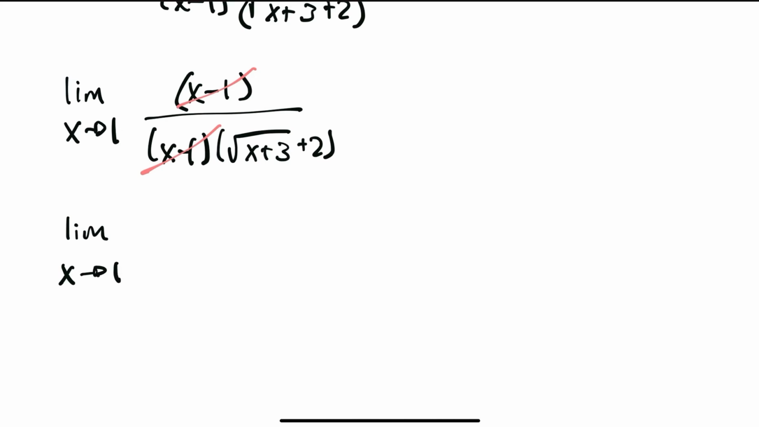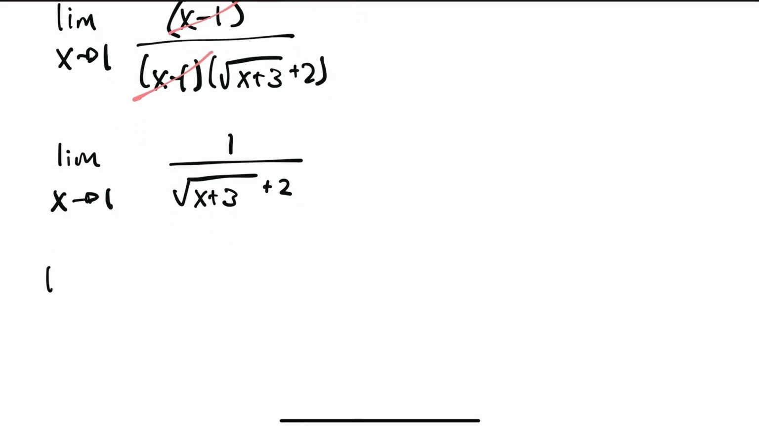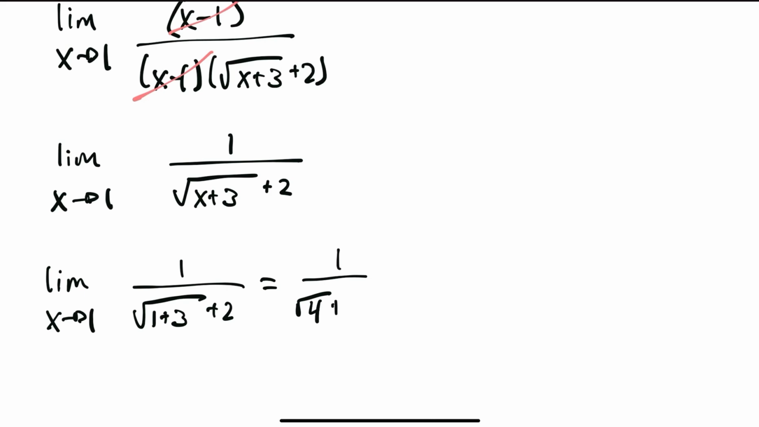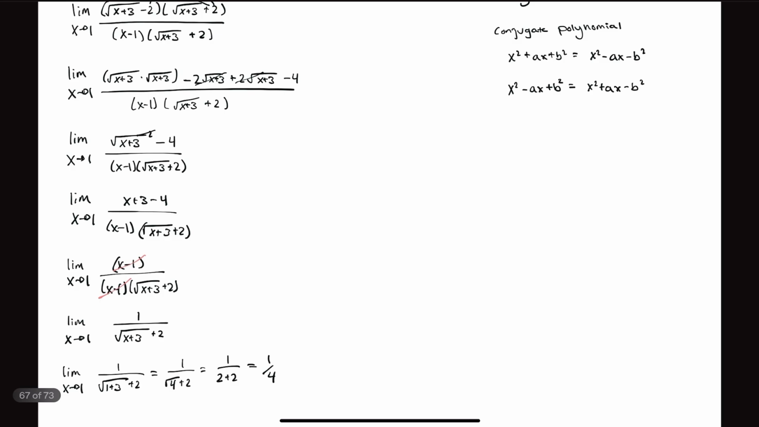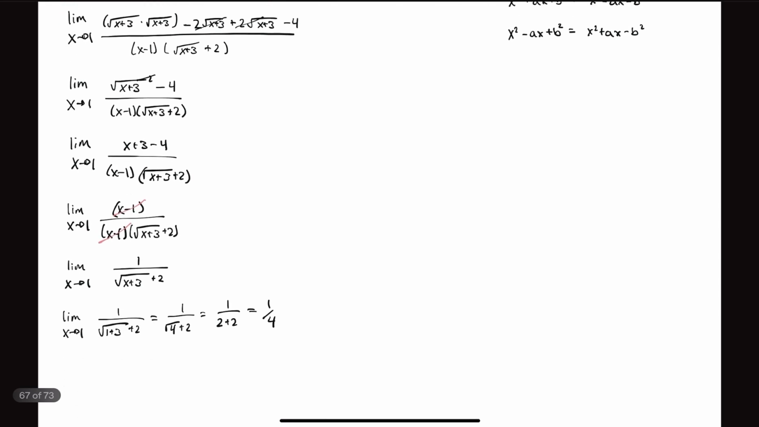So now we're going to have 1 over the square root of x plus 3 plus 2. Now we're going to plug in that 1. This is equal to 1 over the square root of 4 plus 2, which is equal to 1 over 2 plus 2, which is equal to 1/4. And this should be the answer for this problem. If you guys were to see something like this on the exam, you end up with 1/4.